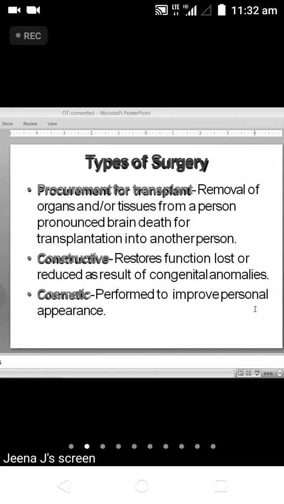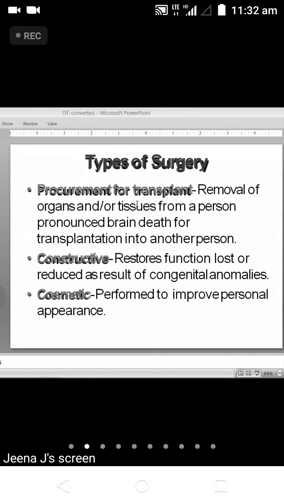So next is procurement for transplant, constructive as well as cosmetic surgery. Procurement. Do you know what procurement is? Procurement is like an agreement. So that is called procurement for transplant. You are giving an agreement for transplantation. That is called procurement for transplant surgery.